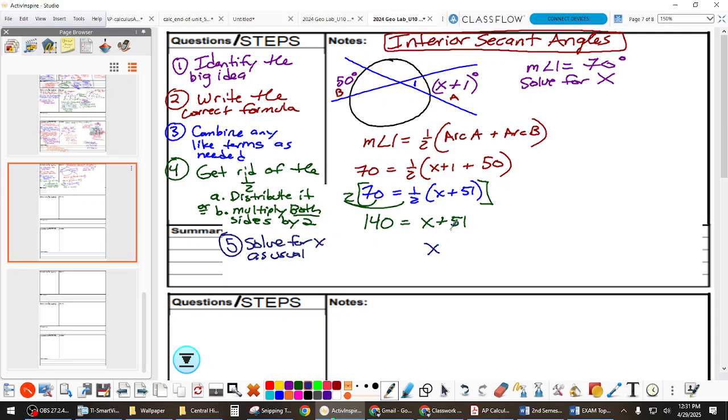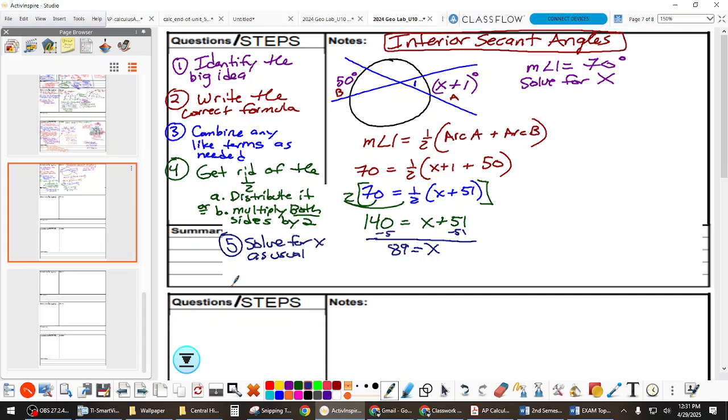So in this case, just subtract the 51. And I think we get 89. Yeah. Do you label x equals 89 degrees? Is it 89 degrees? Okay. No, because x is just part of that angle name, right? It's really x plus 1. All right. Good on that?